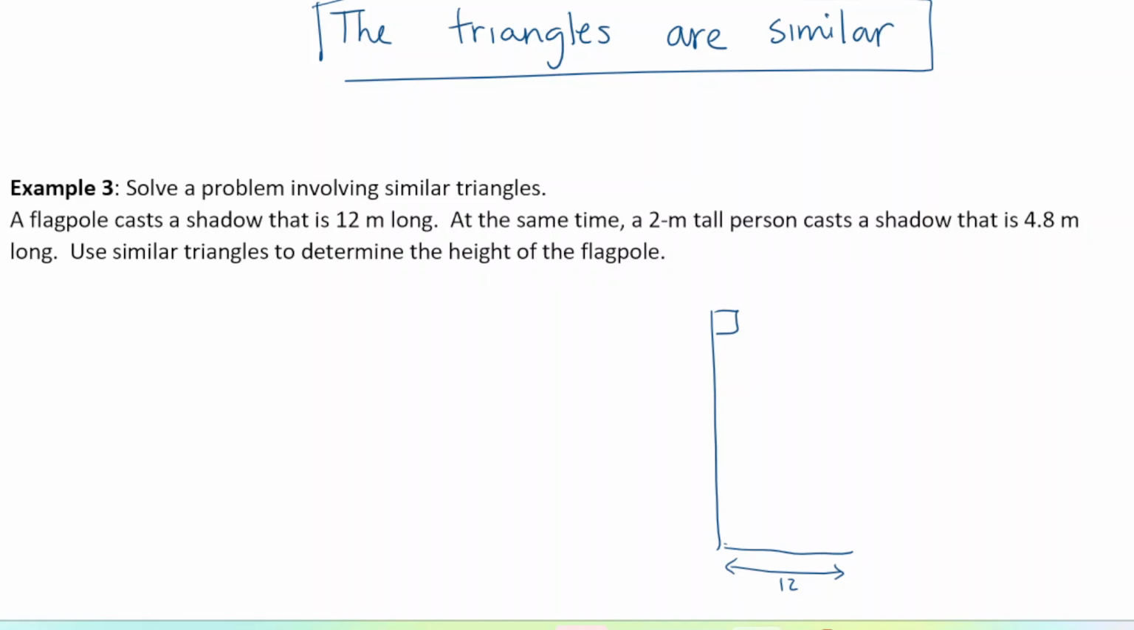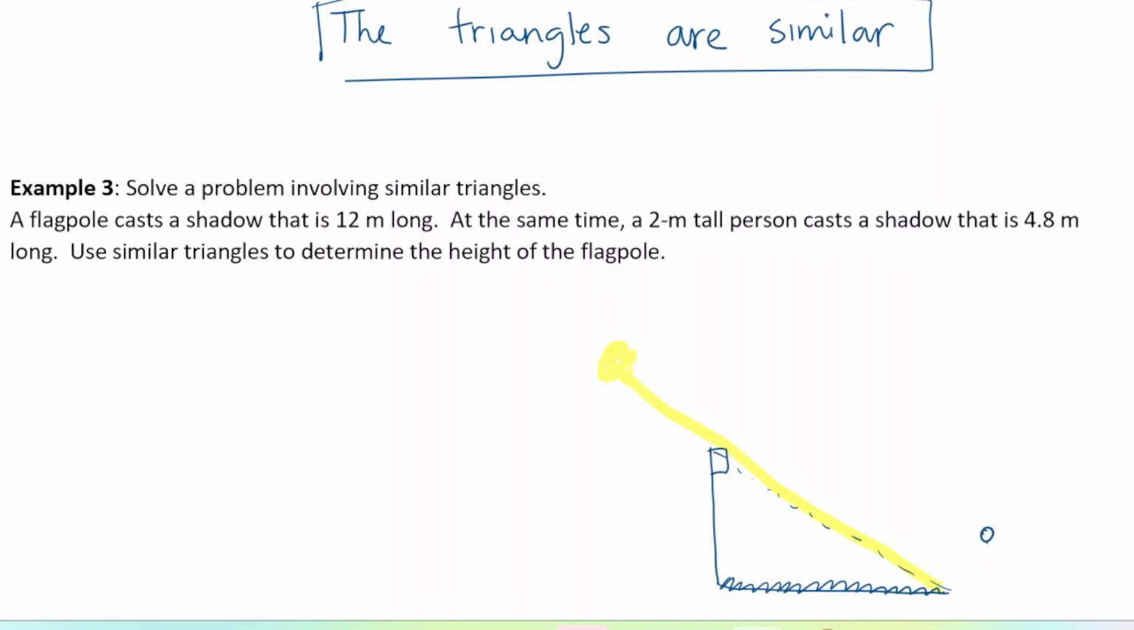Actually, I should draw the shadow a bit longer than the pole. One second. I should draw it like this. Okay, so here's the shadow on the ground, right? The sun would be up here shining, creating this shadow. Okay, and at the same time we have this person and we want to know how long the person's shadow is.